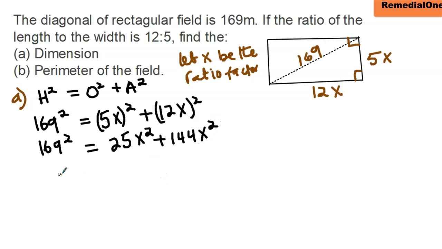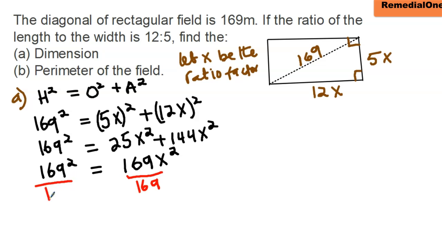They are all like terms, so we have 169 squared, and when you add these together, you get 169x squared. We are looking for x, so we divide here by 169. Repeat the same thing here, 169. So this goes away, and this is repeated, so that will give us 169. If you want, you can use a calculator to get 169 squared divided by 169. You will see that you get the same.